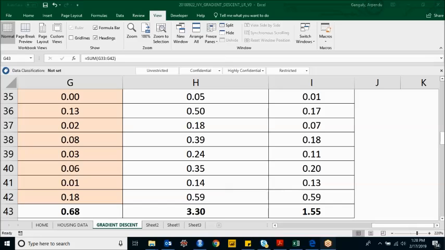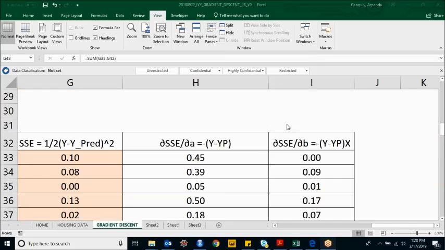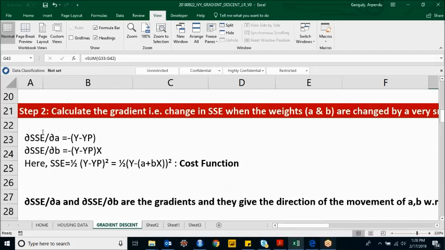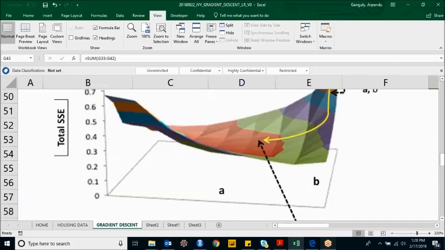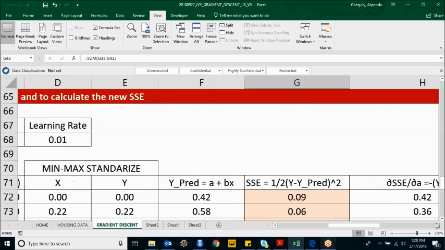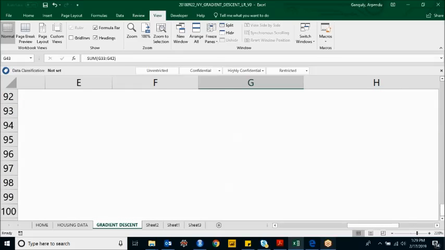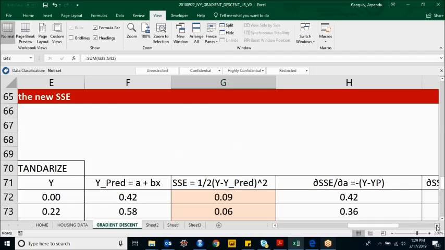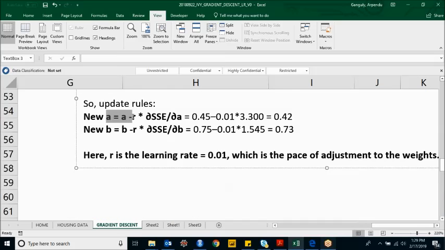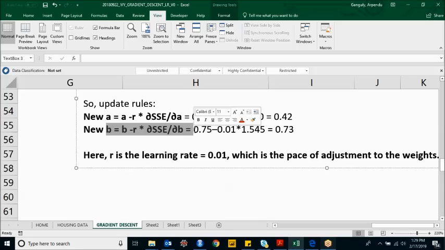No, not on the LHS. Okay, new alpha beta. This is the new alpha and beta. This is the delta SSE by delta A, and your new alpha beta is this. This is your new A, which is initial A minus learning rate into delta SSE by delta A, and new beta is initial beta minus learning rate into delta SSE by delta B. That's the new formulas. Okay, so this is my new A and this is my new B.